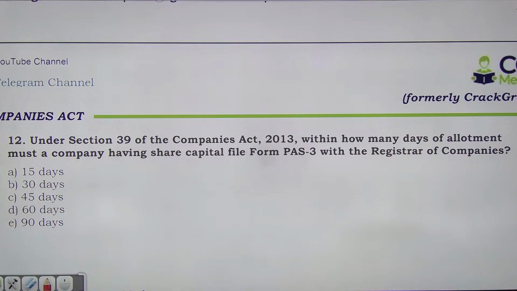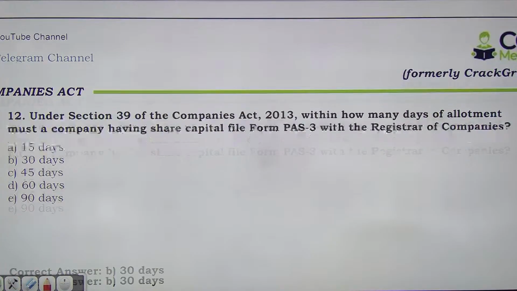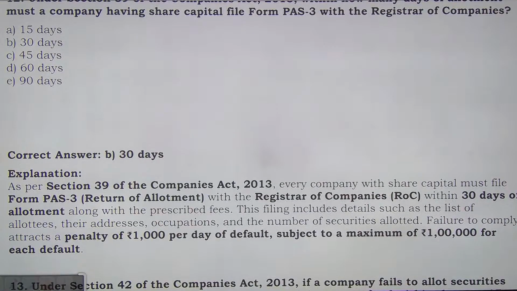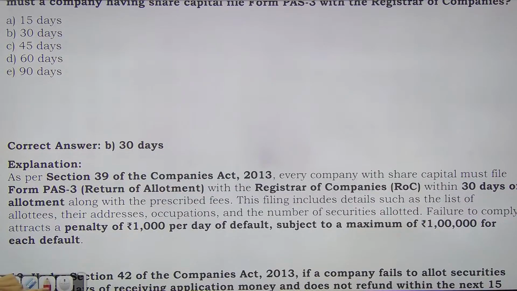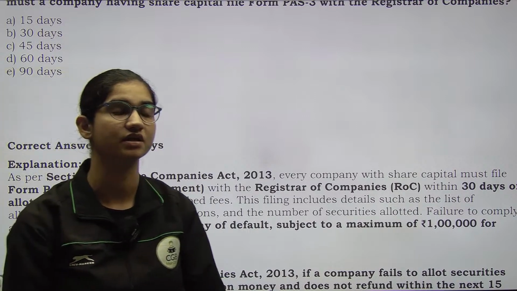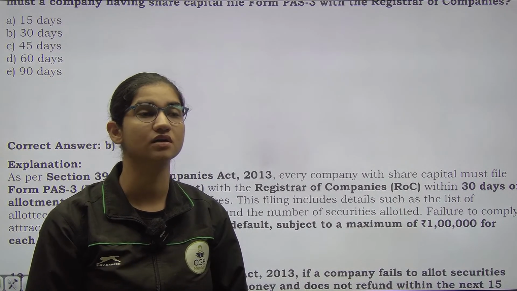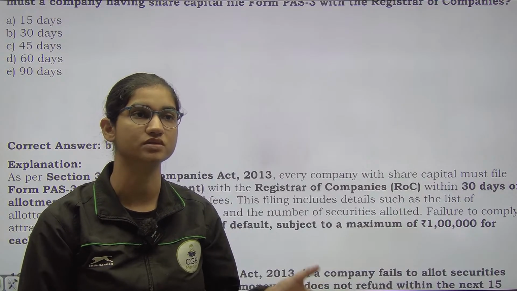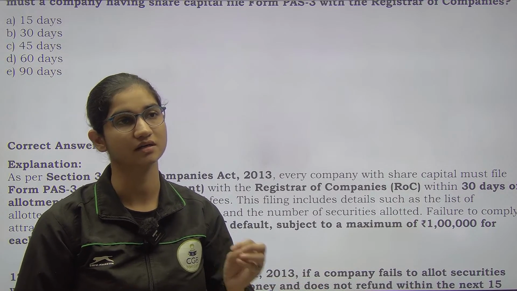So the answer here is 30 days. Okay, so you have to file the return in 30 days. See, there is a point here: in most of the provisions or most of the sections, whatever returns or intimation you have to give to the ROC, the provision has mentioned that you do that within 30 days.